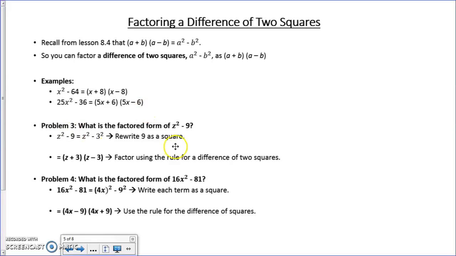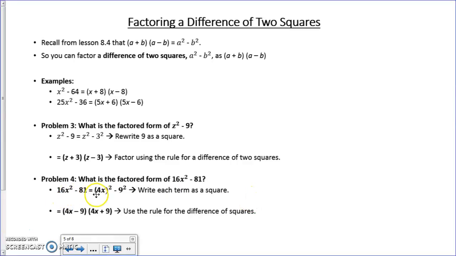Problem 3. What is the factored form of z squared minus 9? You can rewrite 9 as a squared, which is 3 squared. So your final answer is z plus 3 times z minus 3. We're going to factor using the rule for a difference of two squares. Problem 4. What is the factored form of 16x squared minus 81? Here we're going to rewrite each term as a square.